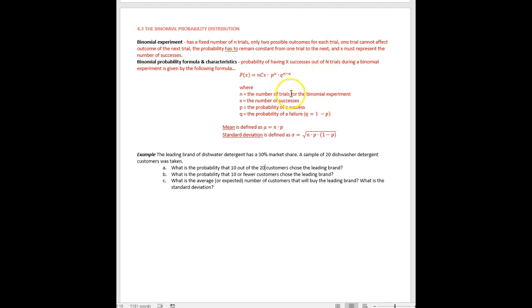Q is defined as 1 minus p, the probability of failure, which is 1 minus the probability of success. We define the mean as mu, which is equal to n times p. That's the average number of successes in n trials, or the expected value, or the mean. Our formula for standard deviation is sigma equals the square root of n times p times q, or n times p times 1 minus p. Those are things to write down on your companion worksheet.